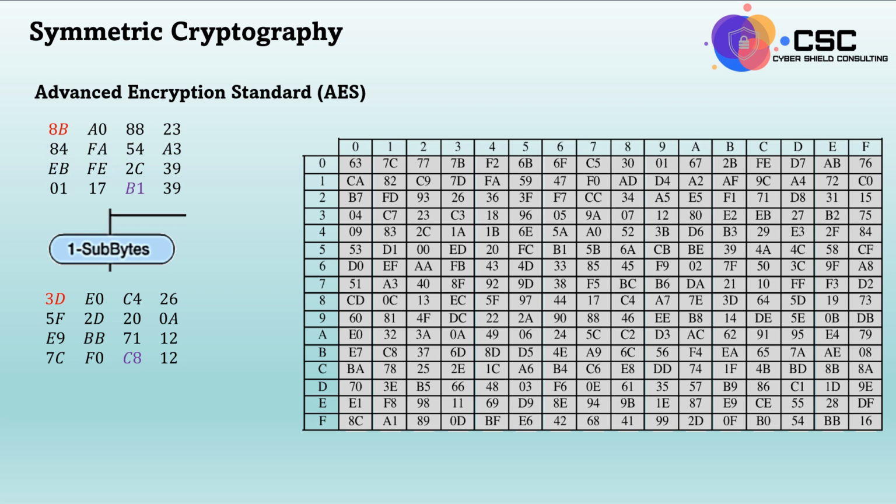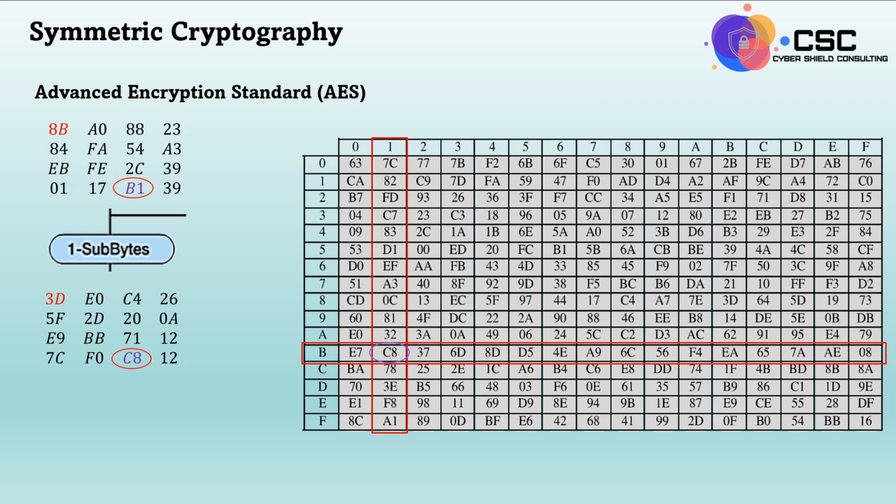Let's go through some examples from our state matrix to see how this works. Example 1, byte 8b. 8b is found in row 8, column B of the S-box. Looking up the corresponding value in the S-box, we get 3d. So 8b is substituted by 3d in the new state matrix. Example 2, byte b1. Byte b1 is found in row B, column 1 of the S-box. The lookup result is C8. So b1 is substituted by C8 in the new state matrix.